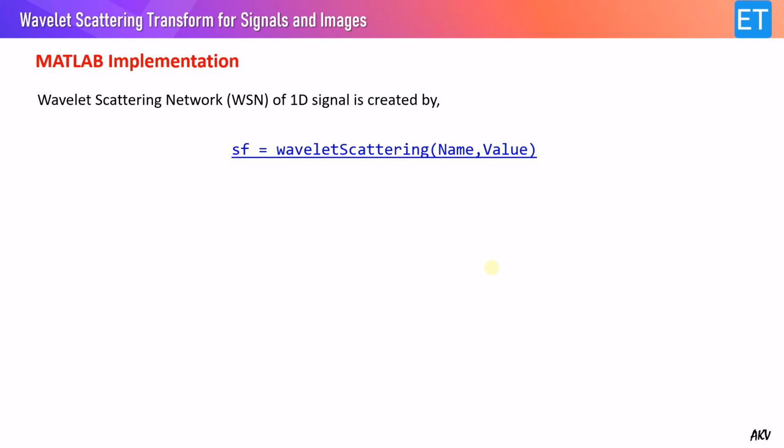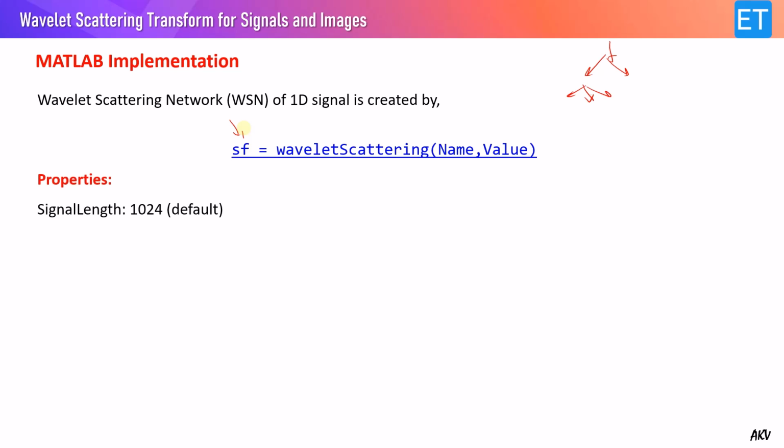So now come to the MATLAB implementation of the wavelet scattering transform. We have some functions which you can use. If you talk about the one-dimensional signal, to create the wavelet scattering network, that tree structure is first created. With the function waveletScattering with name-value pairs, you can create the tree, and all that information will go to sf. This is the variable name, you can change it.